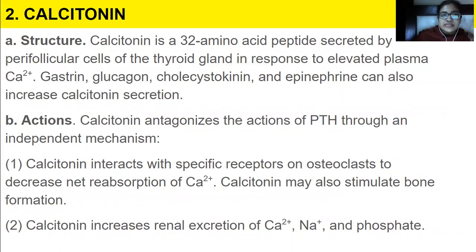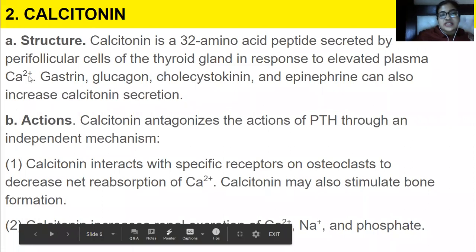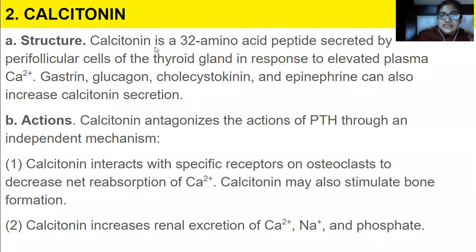Now we'll talk about calcitonin. Calcitonin is also released naturally. It is a 32 amino acid peptide secreted by the perifollicular cells of the thyroid gland in response to elevated plasma calcium. Now, if it is released in response to elevated calcium, what is calcitonin doing? Any idea?